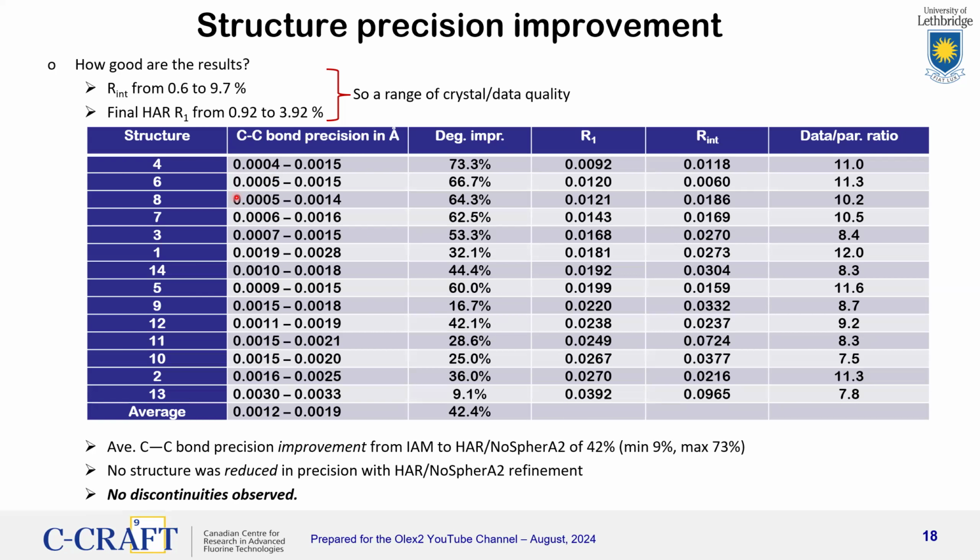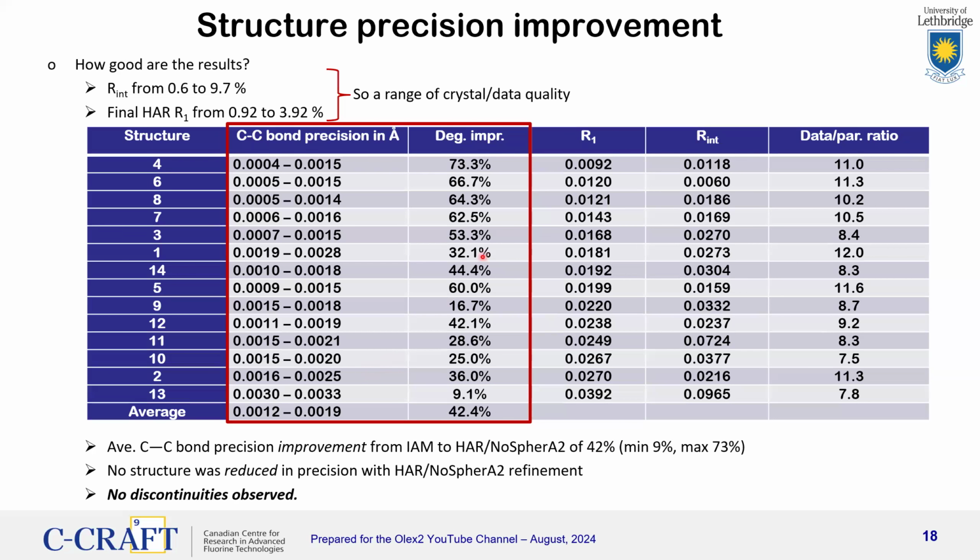And you can see here on the left, we have the values obtained by NoSpherA2. On the right, we get the average bond precision based upon the independent atom model done by an exactly parallel method. In fact, the values always get better with NoSpherA2, and the degree of improvement ranges from about 9% to above 70%. That was quite spectacular. So we are getting an average improvement in the precision of the structure of 42%.